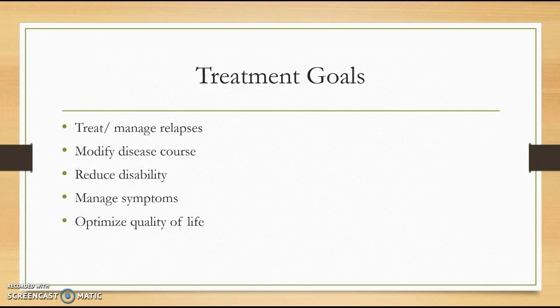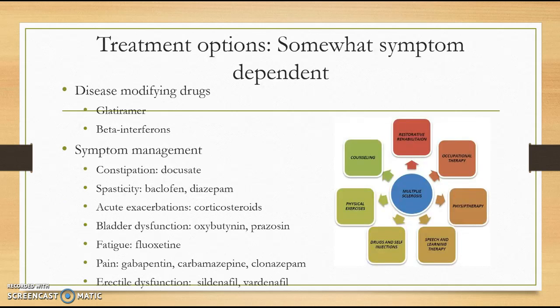So let's look at treatment goals, because this is where a lot of your nursing care comes in. Ideally, you want to treat the symptoms, manage the relapses, try to modify the disease course, and reduce disability. In other words, maintain functionality and independence as long as possible, manage symptoms, and optimize quality of life. So that's the plan. Symptoms are going to drive some of what we do. There are two different disease-modifying drugs I want to address.